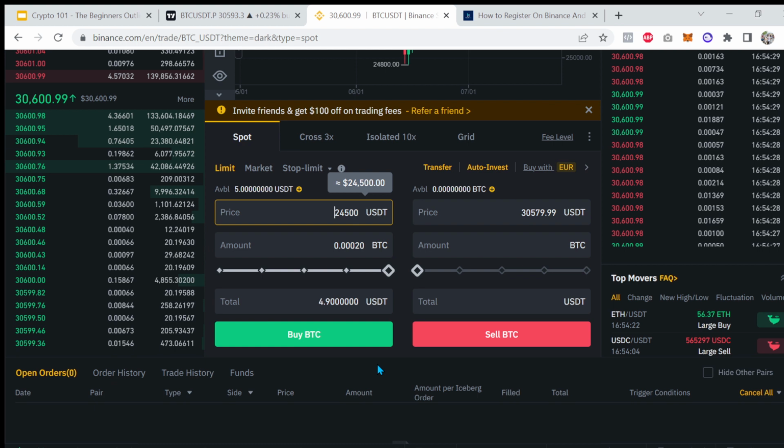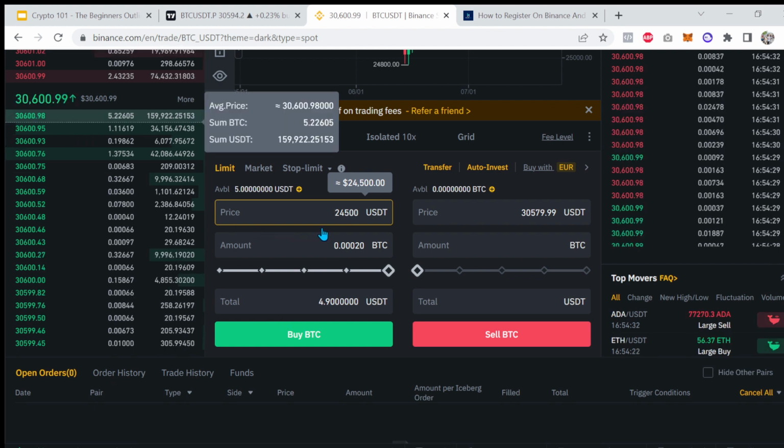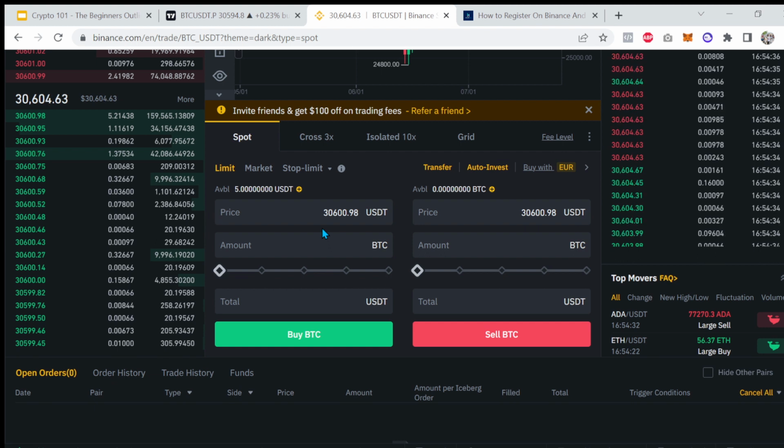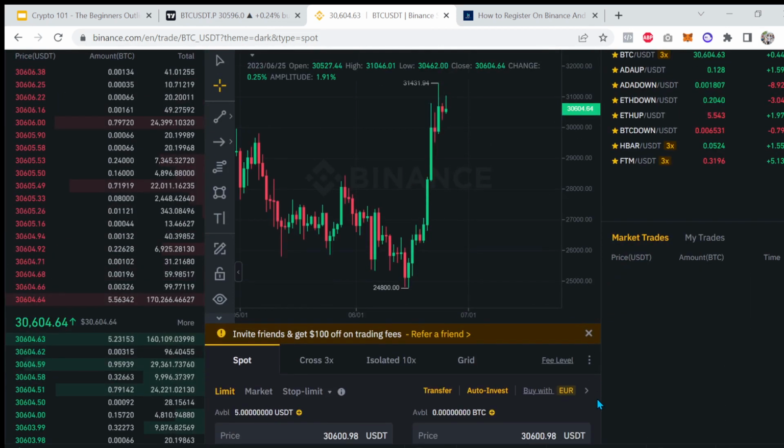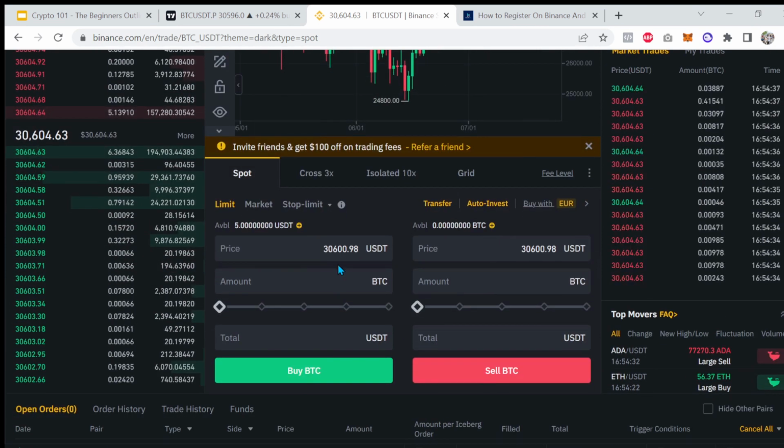So for now, BTC is at 30,600. Before you take your trade, you'd want to go into your charts and do your technical analysis and say, okay, BTC is at 30,600. I believe BTC is going to go to, say, 40,000. So let me buy BTC at this price. And then how much BTC am I buying? Currently in the spot account I have $5.